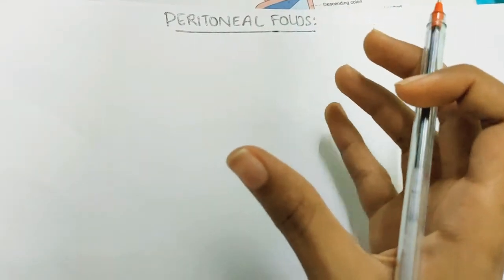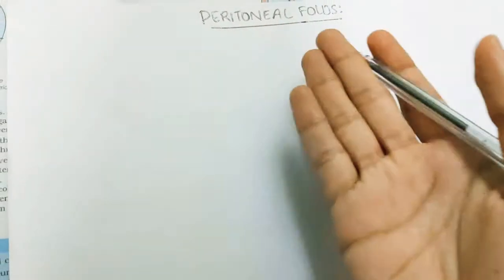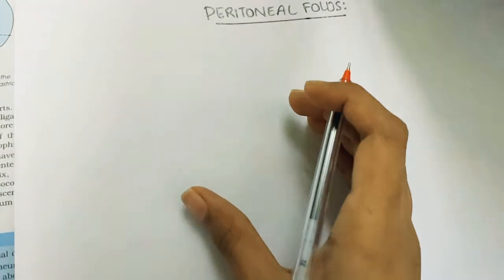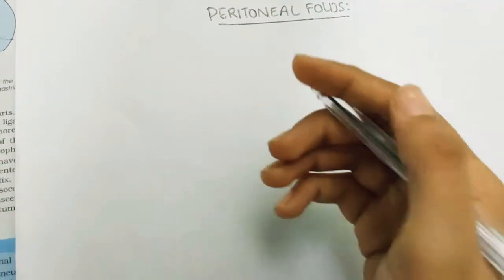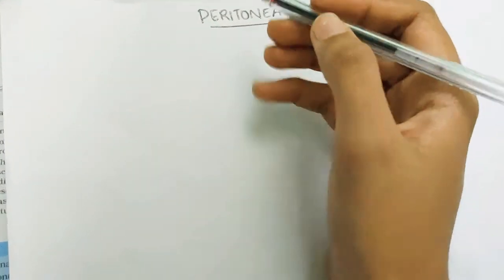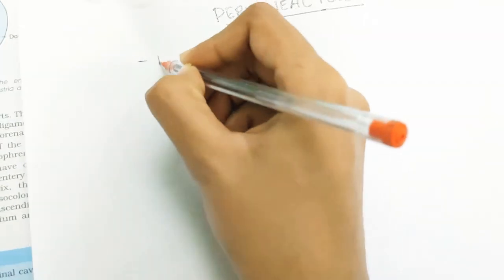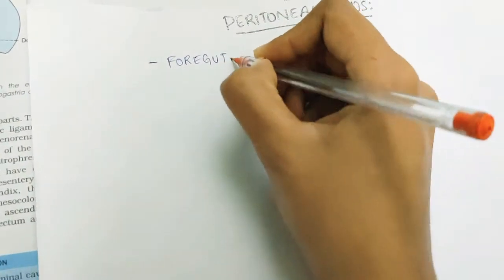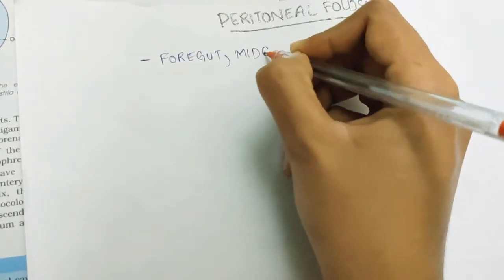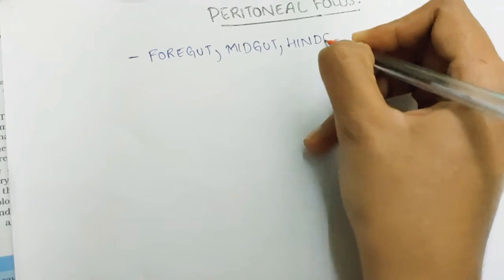So what are peritoneal folds? Let us try to understand. Before that, this peritoneum is related to our abdominal contents, so first we are going to discuss our intestine. During development in embryology, if you remember, our intestine is first divided into foregut, midgut and hindgut. So these are the parts of the gut.